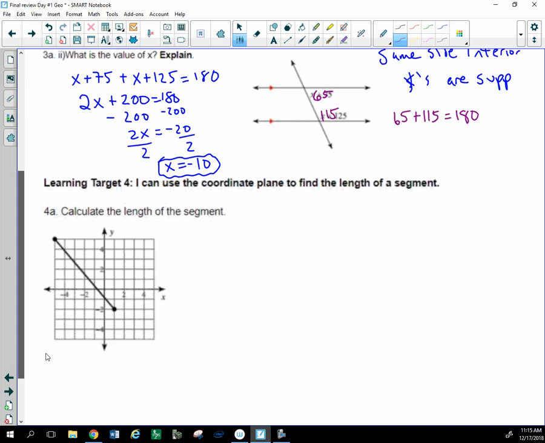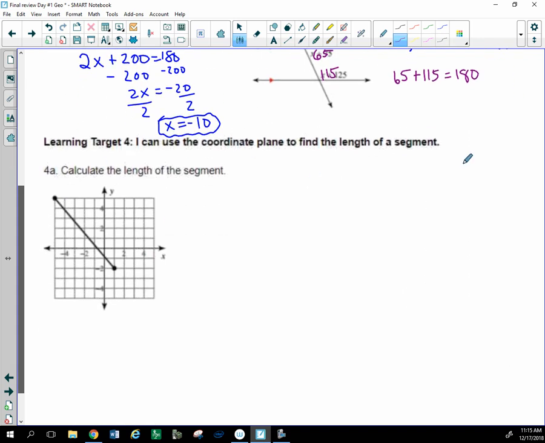All right, and then finally, they want me to calculate the length of this segment. There are 2 ways you can go about it. We have the distance formula, which we used a lot. That's where we took the x values and subtracted them from each other, squared them, and added together. We'll start with that one. Down here, let's call this one x1, y1. And this one will be my x and y.